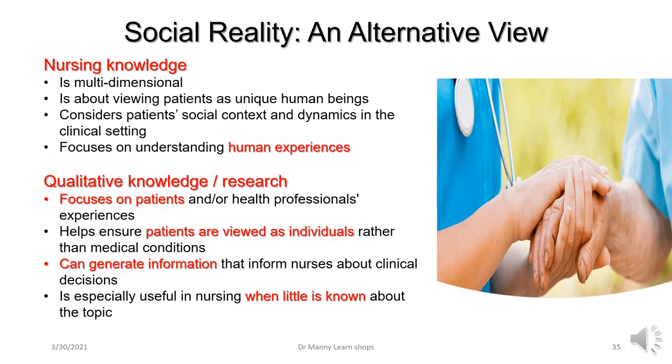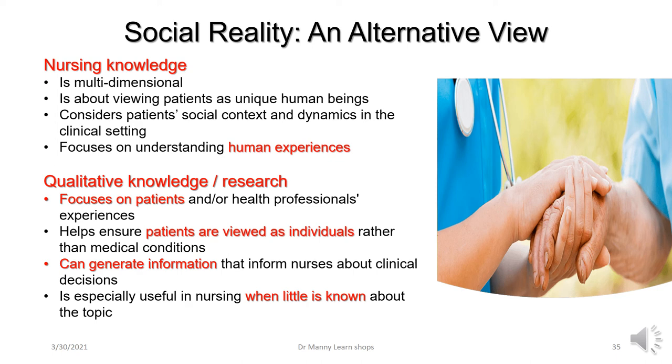The social reality, or an alternative view, is that nursing knowledge, put this into your minds now, because you're going to have to make a decision about what you do in the future as a researcher. Quantitative, qualitative, mixed method using both. Nursing knowledge is considered to be multidimensional.